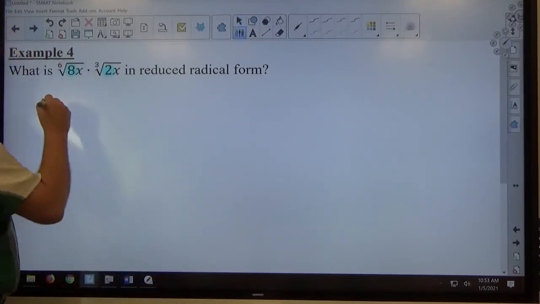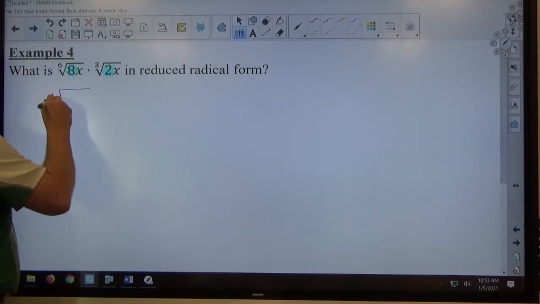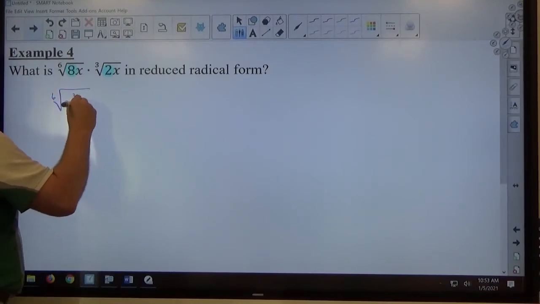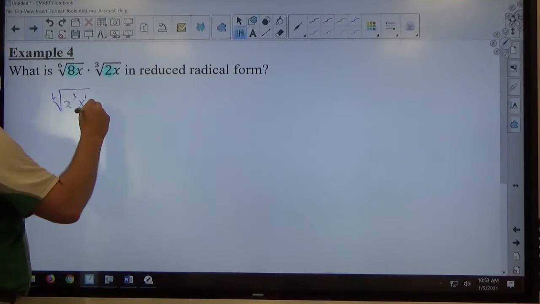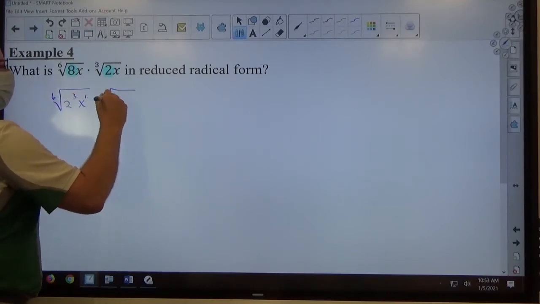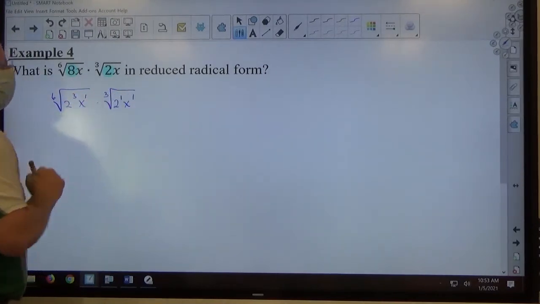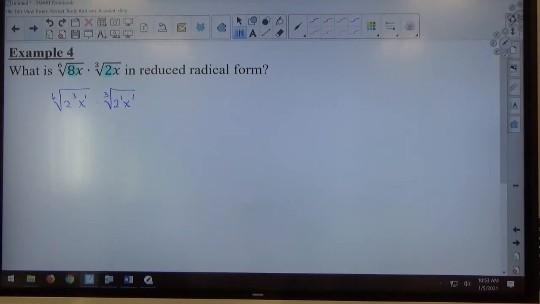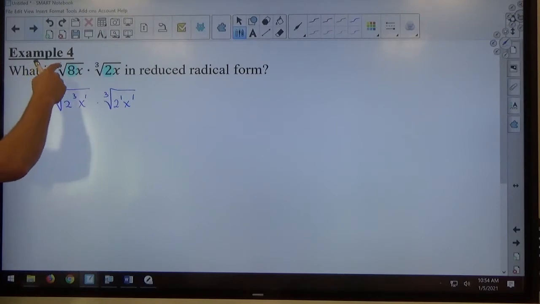So I have the sixth root of 2 cubed x, I'm going to put x to the first, times the cube root of 2 to the first x to the first. If I'm going to make fractional powers, I like to see those first powers in there, so I've got my brain wrapped around the fact of making a fraction out of an inside number divided by a root. Notice this time the roots aren't the same. 6 is not the same as 3, so again, this technique I just showed you a moment ago has to be used in this case.